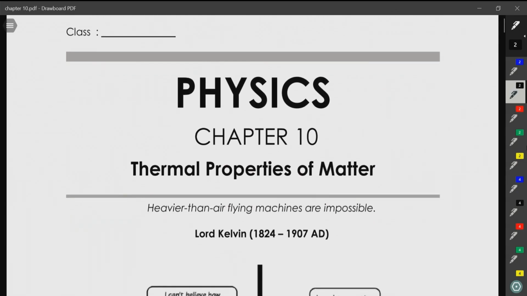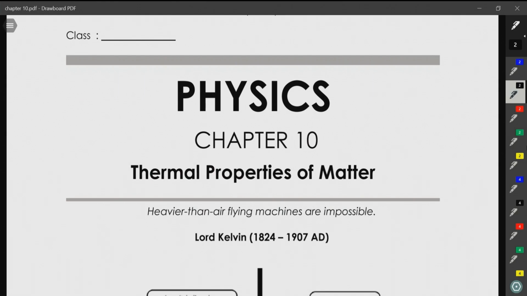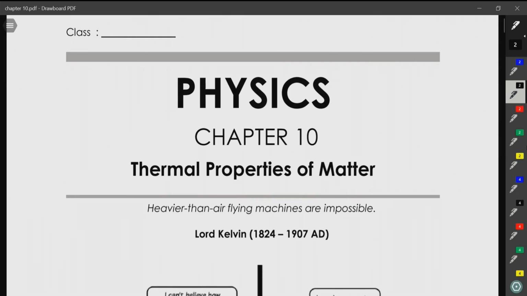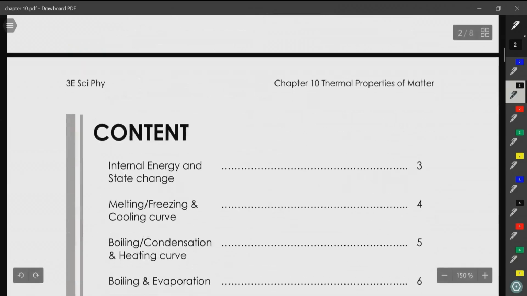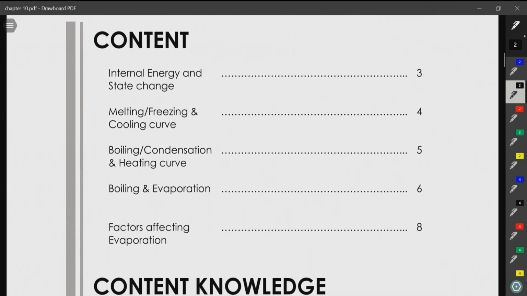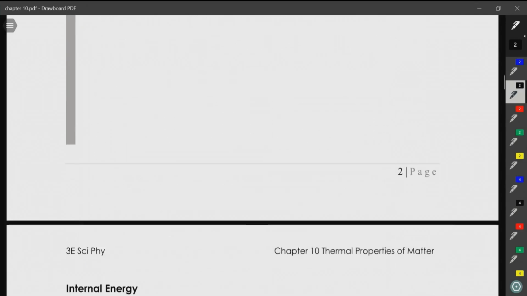Just a side note: for pure physics students, this will be part 1 of your thermal properties of matter, but for science physics students, you just have this part for this chapter. So let's look at the content. We are going to cover 5 main points. I think I covered about half or a quarter of it in class, so I think it's pretty straightforward.